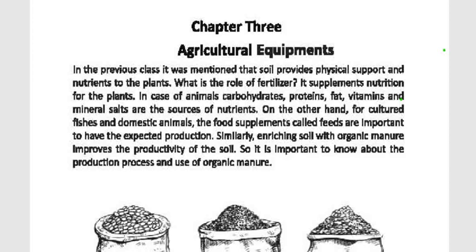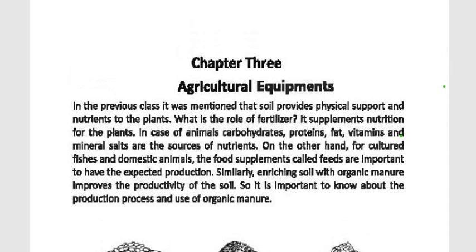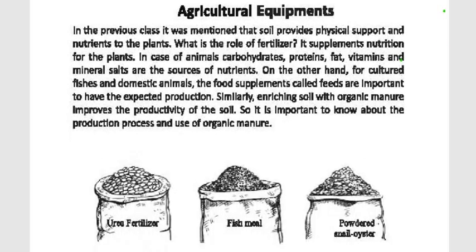Generally plants get their nutrition from soil, water and air, but sometimes they need extra care. For that extra care we have to supply fertilizer. Similarly, fish take their food from water, but sometimes we have to provide extra food to the fish, and same thing applies to the animals also. We have to provide extra care to the animals too. So in the agricultural equipment chapter we will look into this, the use of fertilizer and fish meal etc.